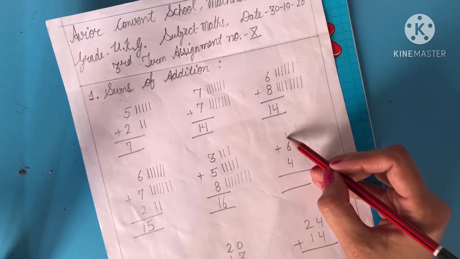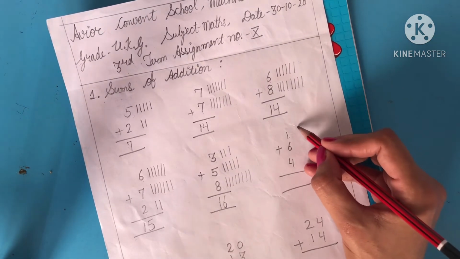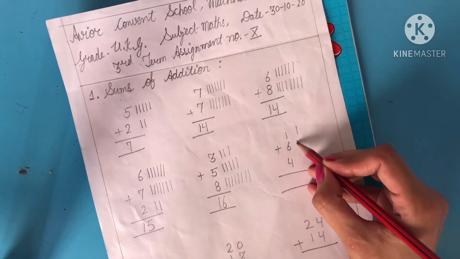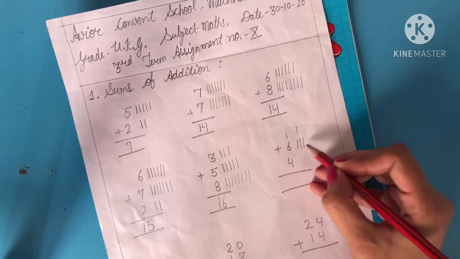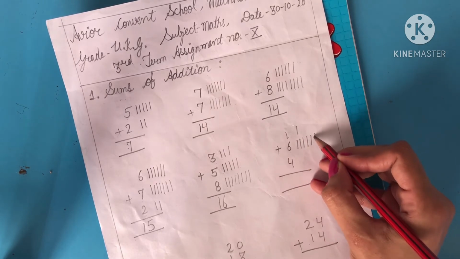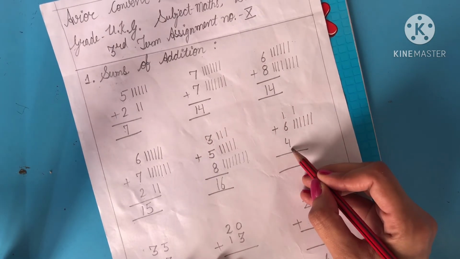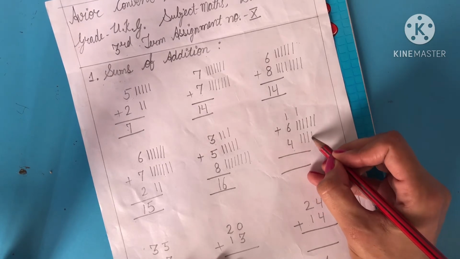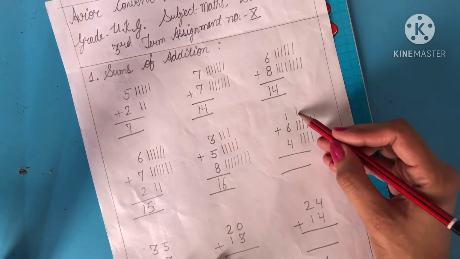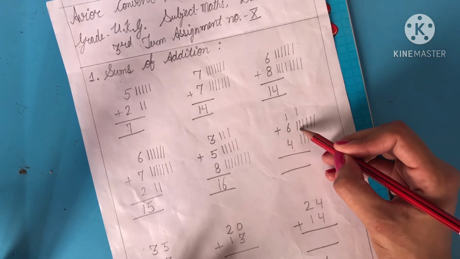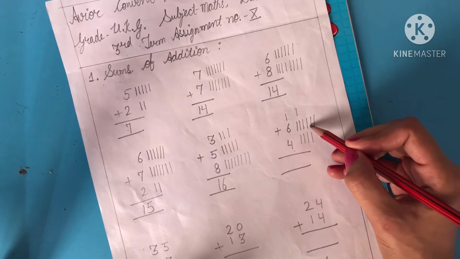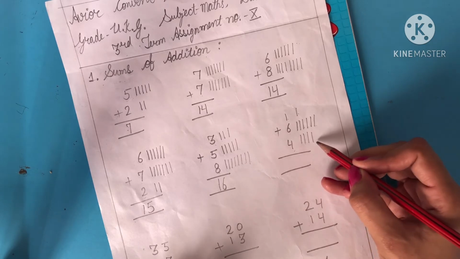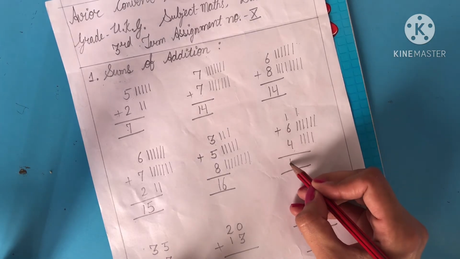The next one is 1. Draw 1 line. The next one, 6. Draw 6 lines. 1, 2, 3, 4, 5, 6. It's 4. Draw 4 lines. 1, 2, 3, 4. Count all these lines. 1, 2, 3, 4, 5, 6, 7, 8, 9, 10, 11. How many lines? 11.